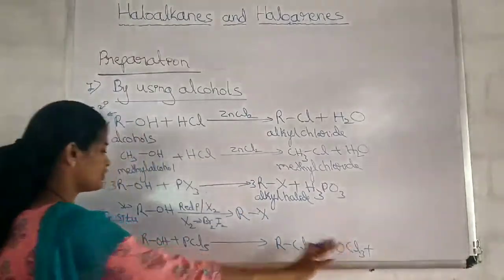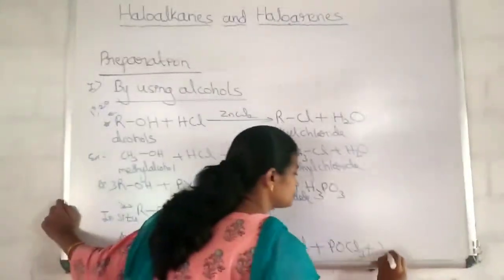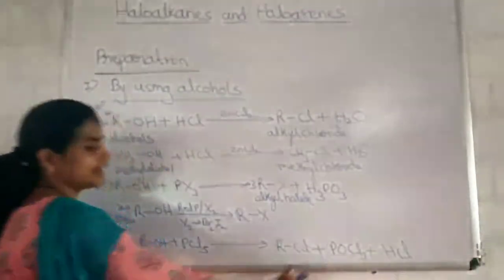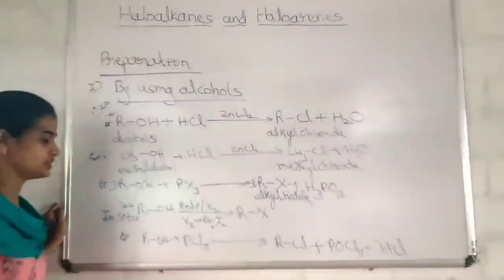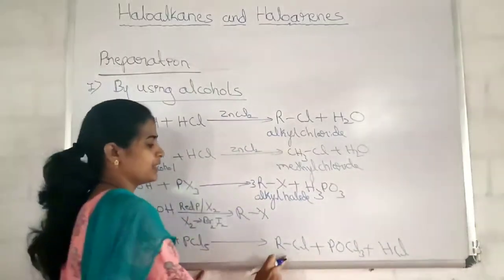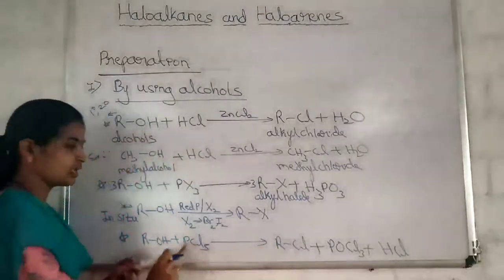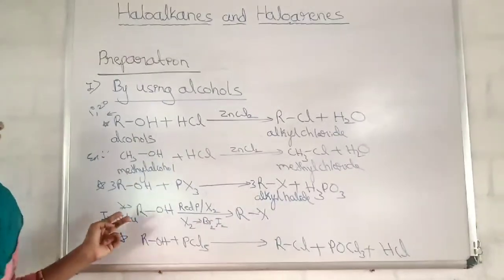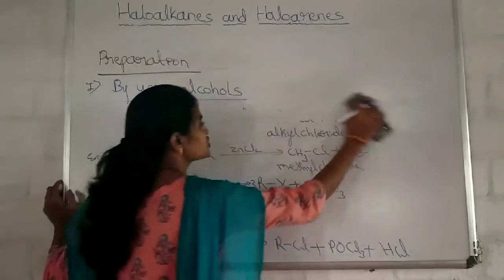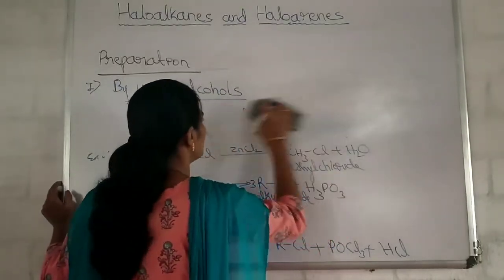Then HCl is the other side product, along with alkyl chloride, the alkyl halide. You have to write it. So this is the reaction for the preparation of the alkyl chloride by taking phosphorus pentachloride. One more is remaining: reaction of alcohols with thionyl chloride.